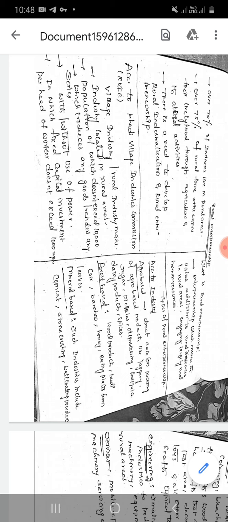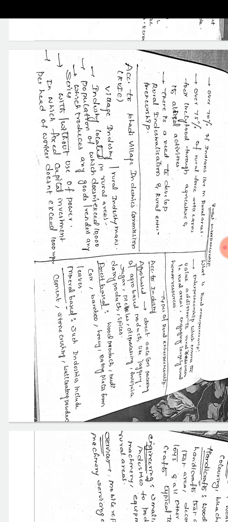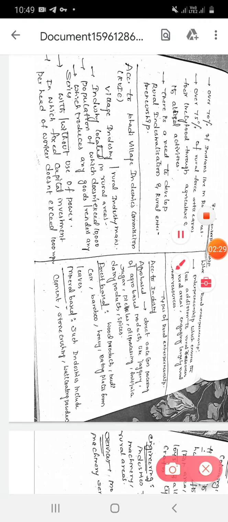But there is another definition given by the Khadi Village Industry Commission, KVIC. According to it, a rural industry is an industry located in the rural areas, and the population of that particular rural area should not exceed 10,000. It should produce goods and services with or without the use of power, and the fixed capital investment per head should not exceed 1,000 rupees. These are the important points to be considered if an enterprise wants to be considered a rural enterprise. So it has to follow these rules.